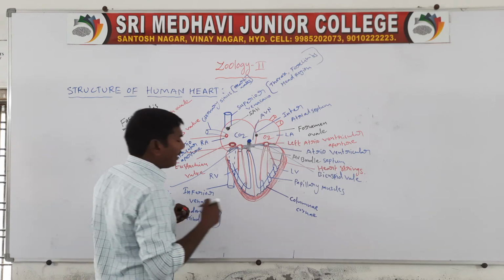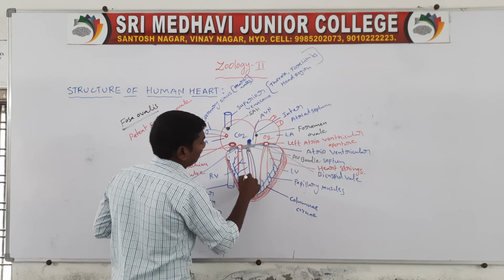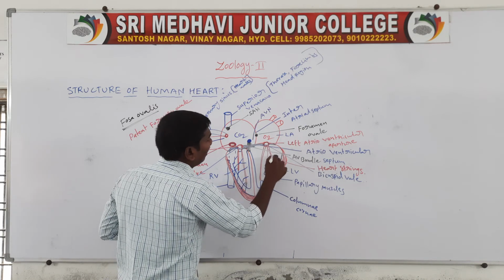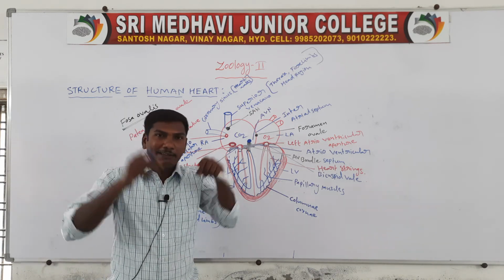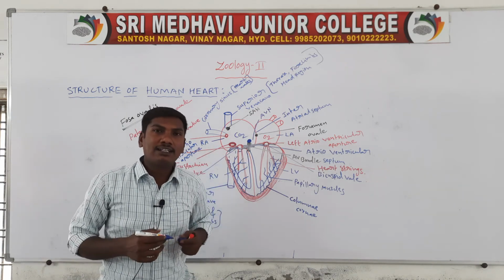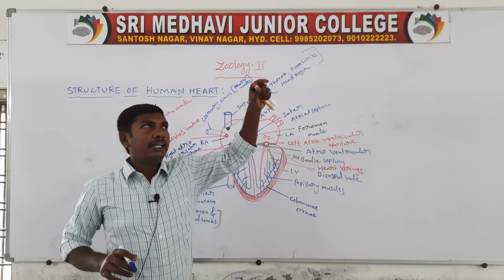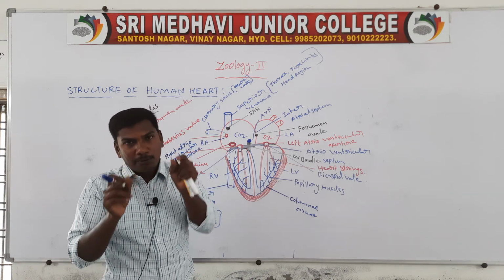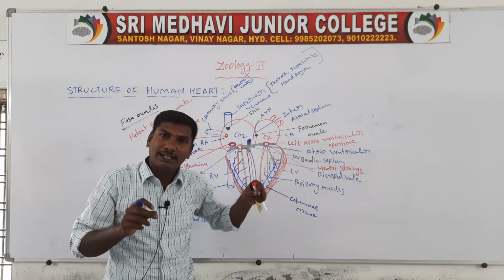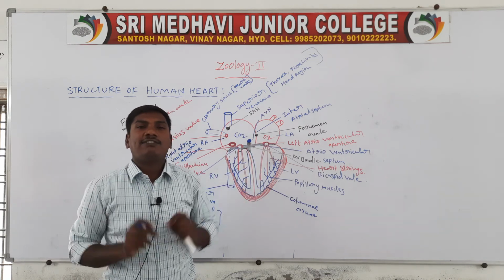Next, the bundle branches are further divided into Purkinje fibers. These Purkinje fibers send the impulse to the total ventricular muscles. First SAN, SAN to AVN, AVN to AV bundle, AV bundle to bundle branches, the left bundle branch and the right bundle branch, and after the bundle branches, the Purkinje fibers.